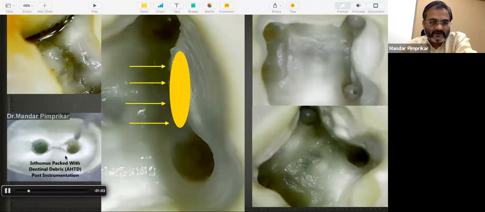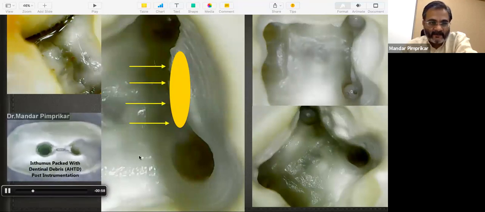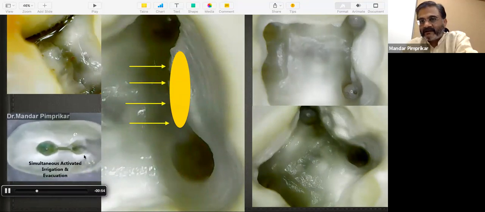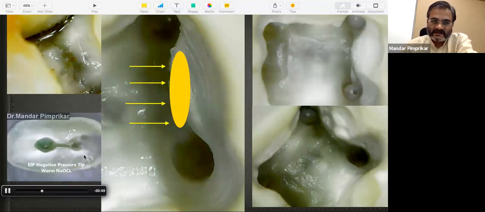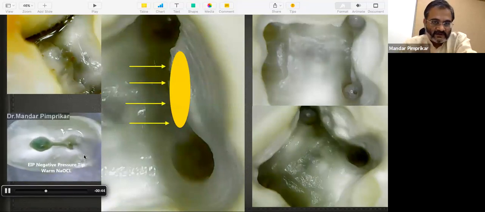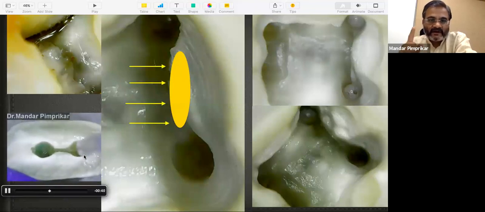And this is a video where you can see what actually happens in the isthmus area. When the file rotates, it gets loaded with debris. And if you do not use a good amount of irrigant to clean that isthmus, it will still be loaded with the accumulated hard tissue debris. So always try and incorporate this isthmus shaping and isthmus cleaning.